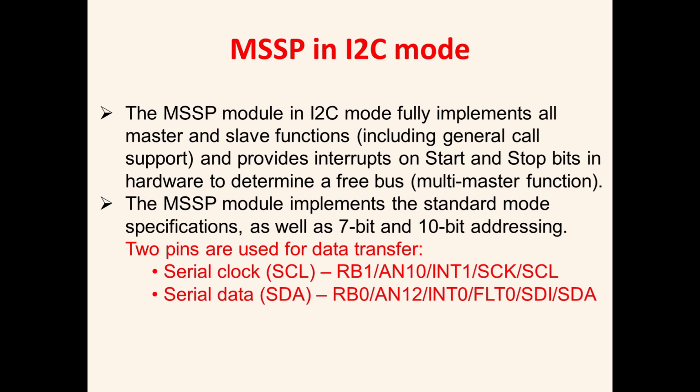So in that manner, your MSSP can communicate over two lines. Those two lines, for multi-master functionality and communication between your master and slave, are SCL and SDA. SCL is nothing but serial clock, and SDA is nothing but serial data. The data to be transmitted and received is taken care of by this line, whereas the communication takes place over the serial clock. So the clock is provided by the signal SCL.